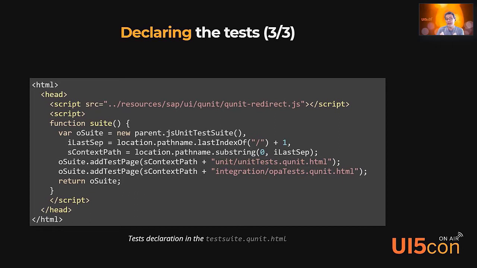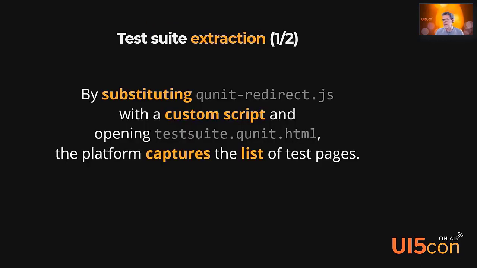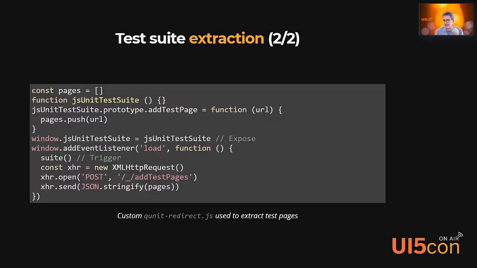So what if we took this opportunity to replace qunit-redirect with something else so that we keep the same interface, but instead of redirecting to this qunit page, we collect the test pages to execute. Now that is what is done by the test runner. We substitute qunit-redirect.js with a custom script, and then we capture the list of pages that we want to execute. So this is how the script is working. That's what you see on the slide, but actually I will show you it directly in the live demo.